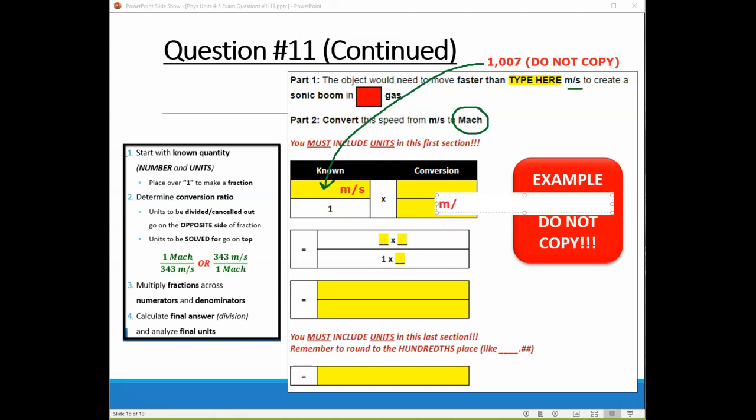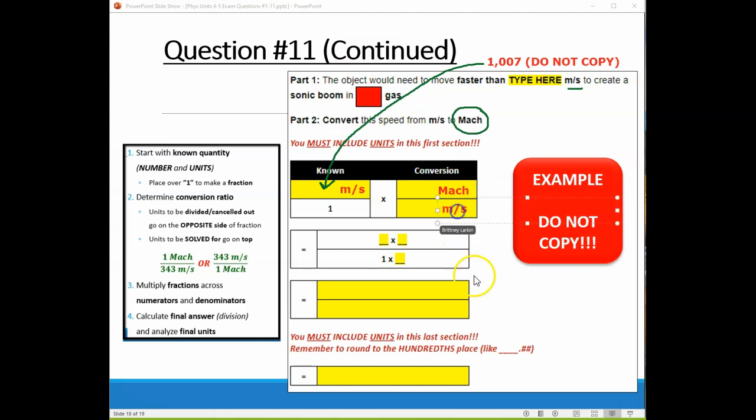Now I want to get rid of meters per second, so in the next step I need to put it on the opposite side, which means it needs to go on the bottom. And I want to turn it into Mach, that's what I'm solving for, so those units should go on top. Make sure that you do include your units. If you don't include units, you do lose points, because you can't do stoichiometry without knowing what your units are.